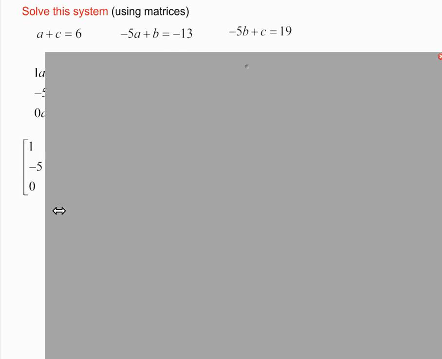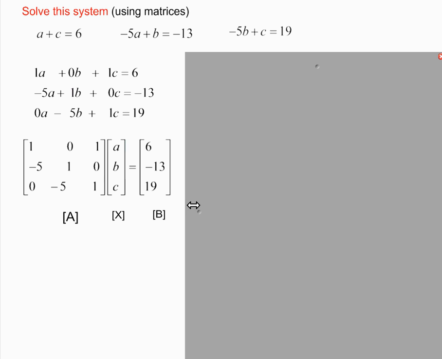I'm going to enter the equations into matrices in my calculator. But even before I do that, let's take this and write it, making sure we write it correctly. So that's 1a. Make sure you put in a 0 if there's no b's. 1c is equal to 6. Then do the same thing for each. Negative 5a plus 1b, but there's no c's, is equal to negative 13. And then the same thing for the last one, 0a.